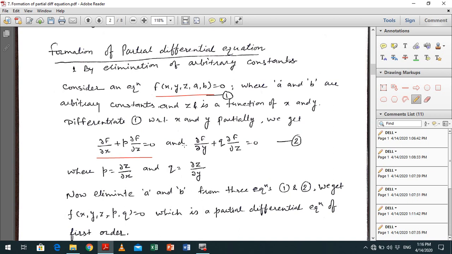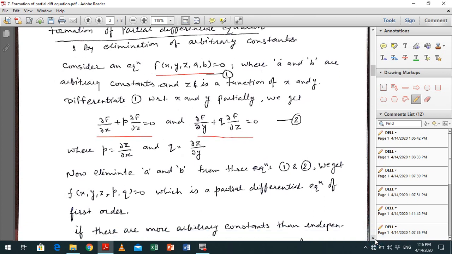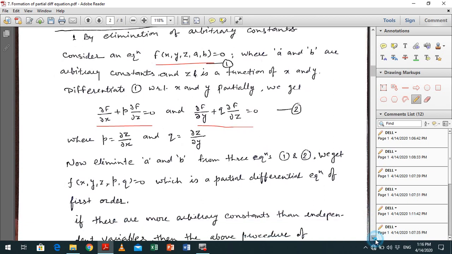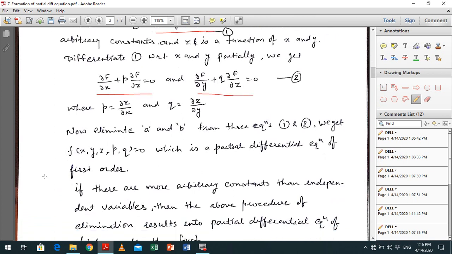Similarly, when we differentiate 1 with respect to y, we get del F upon del y plus q del F upon del z equals 0, where p is del z upon del x and q is del z upon del y. Now, from equations 1, 2 and 3 we eliminate a and b, and the resultant equation will be a function of x, y, z, p and q.